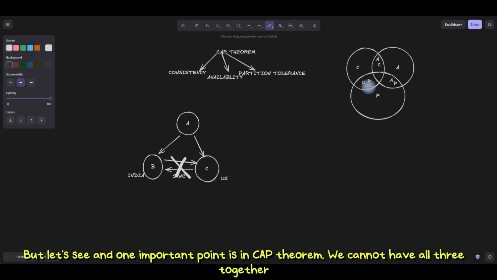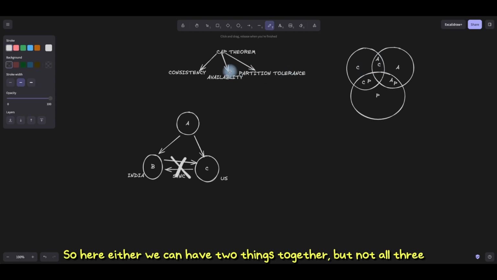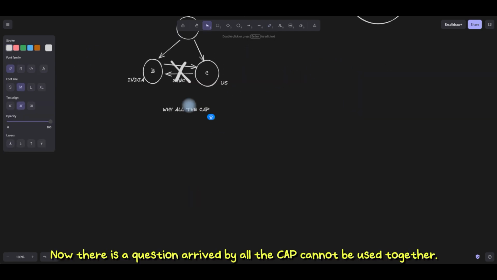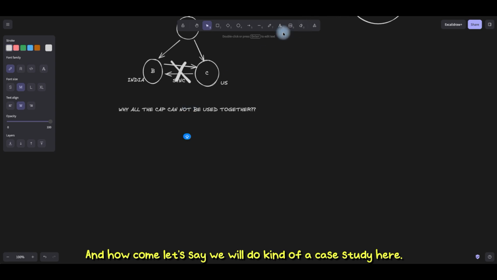And one important point is, in the CAP theorem we cannot have all three together. So all three cannot go together, and why, we will discuss as well. Here we can have two things together, but not all three. Now a question arises: why can't all three of CAP be used together? Why can't we do it? Let's do a kind of case study here.